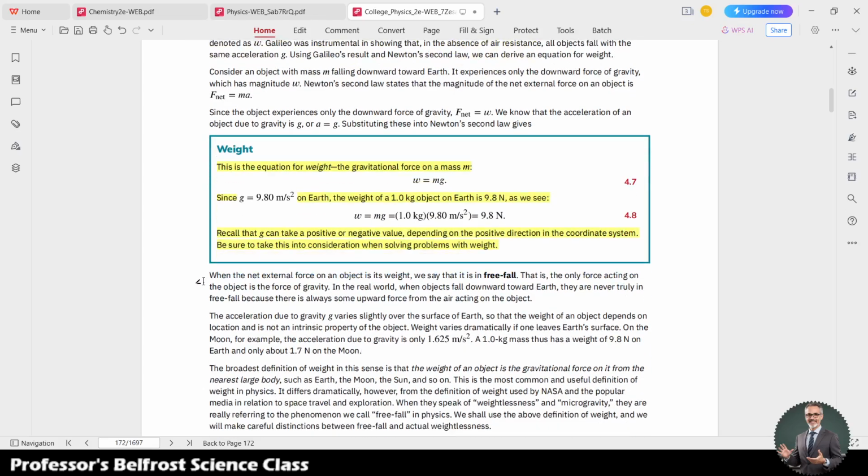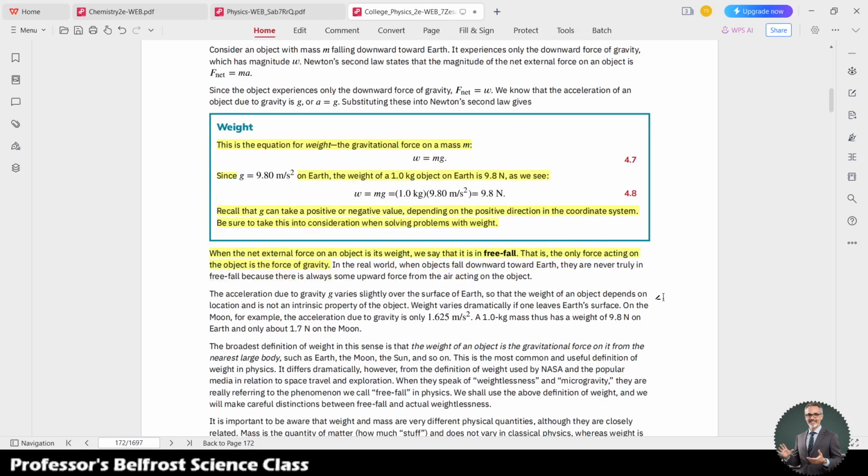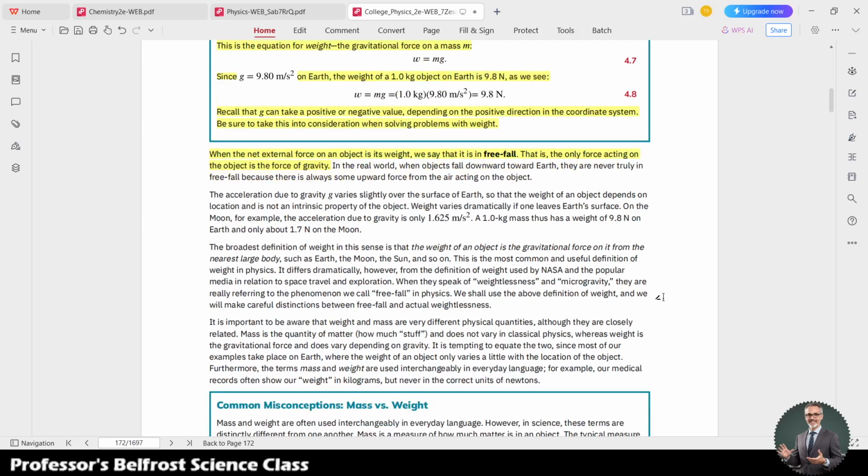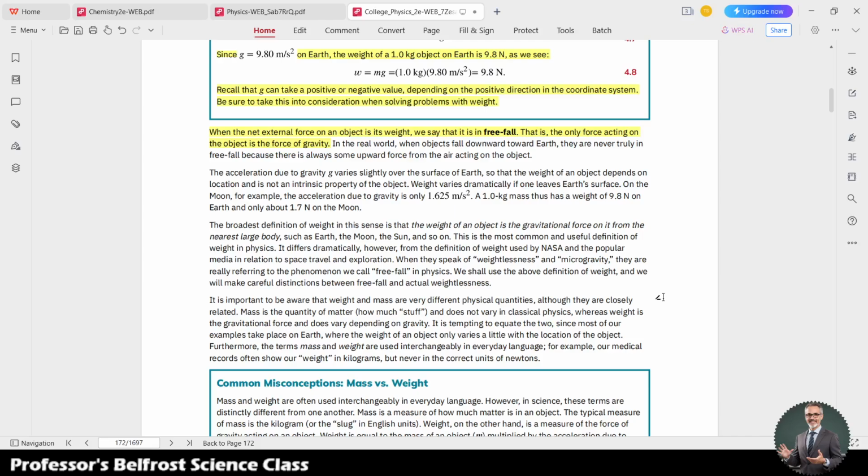When the net external force on an object is its weight, then we say that this is a free fall. This means that the only force acting on the object is the force of gravity. Sometimes we hear the terms weightlessness or microgravity, and actually this is the phenomenon we call free fall in physics.